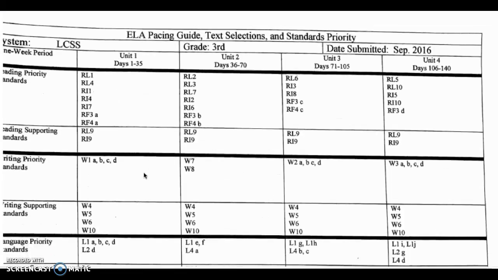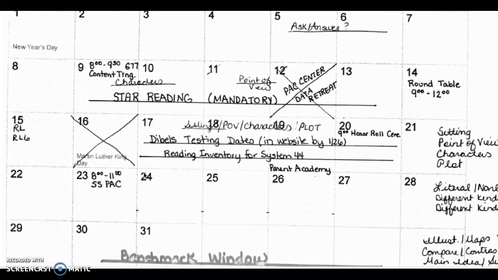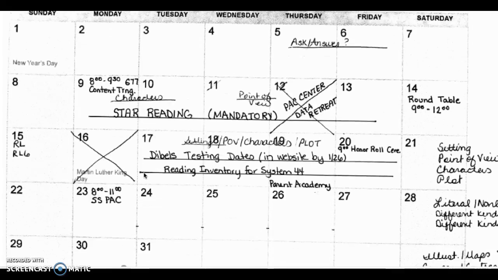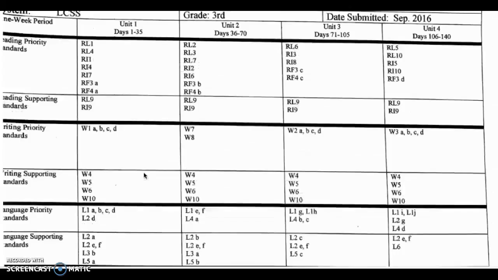So when I chose this, it looks at how we map out with our reading team what we'll be working on each day. Since our state map doesn't look at the supplemental things that our students need to be working on little by little, this is what our map also talks about. If you see on January 15th, it has RL6, but then we also have setting, point of view, characters, plots. Those are other supplemental things that we are going to be working on as well, to help keep us all on the same track together.